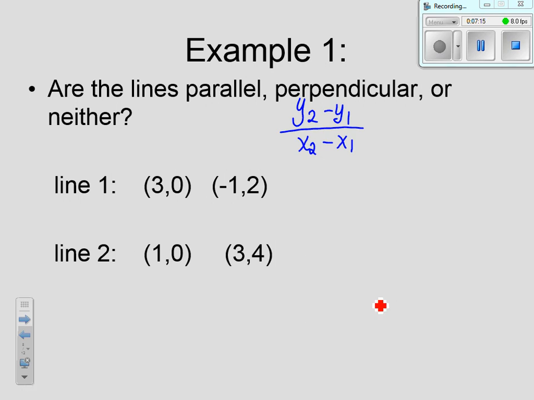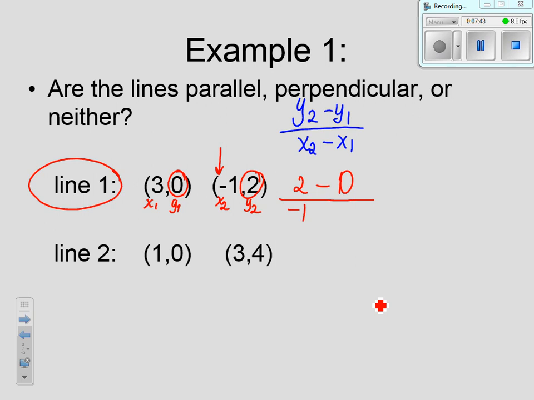All right, so when we look at line number 1, we're going to say, okay, what are these 2 points? I have 3, 0. I'm going to call 3 my x1, 0 my y1. And then -1 is going to be my x2 and 2 is going to be my y2. Then I'm going to plug it into the formula. y2 subtract y1, that's a 0, over x2, -1, subtract x1, which is 3. 2 minus 0 is 2, -1 minus 3 is -4, and when I reduce that fraction, I get a -1/2.